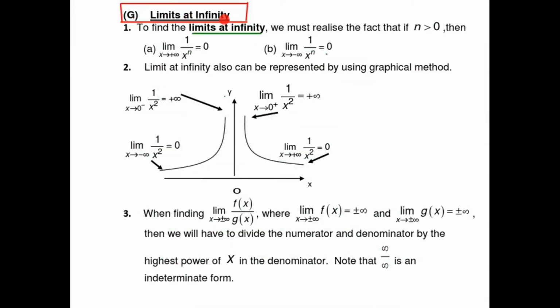G. Limits at infinity. To find the limits at infinity, we must recall the fact that if n is greater than 0, then the limit as x approaches positive infinity of the function 1 over x to the power of n equals 0. And the limit as x approaches negative infinity of the function 1 over x to the power of n equals 0.